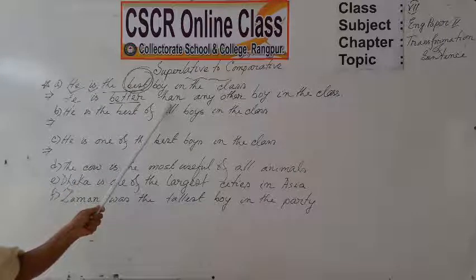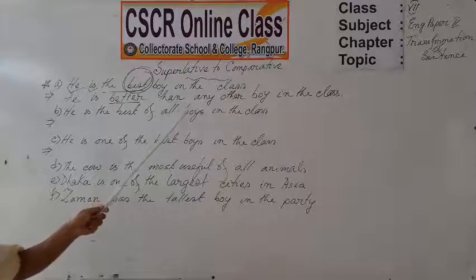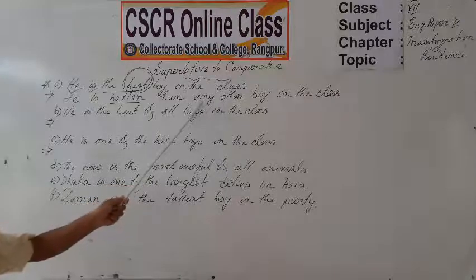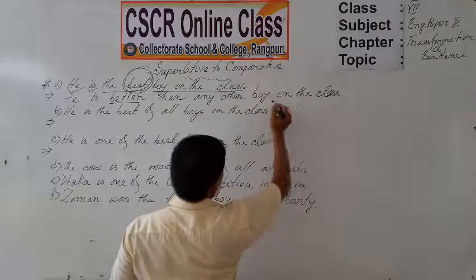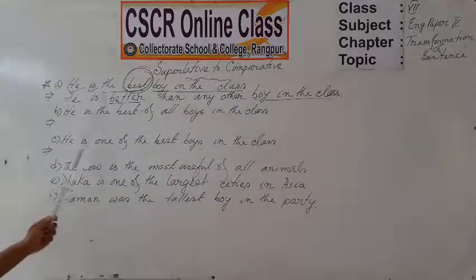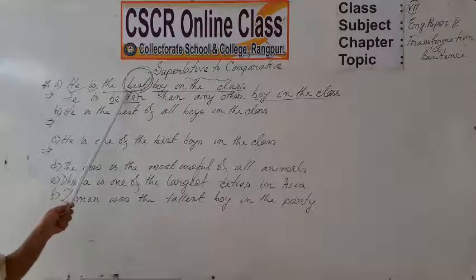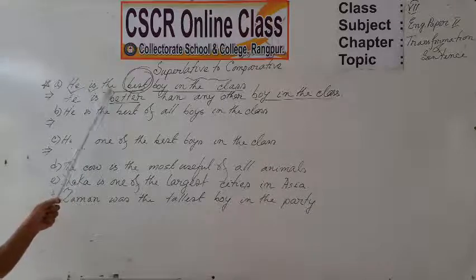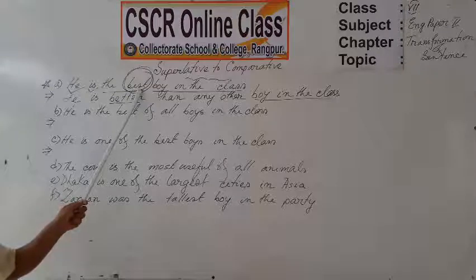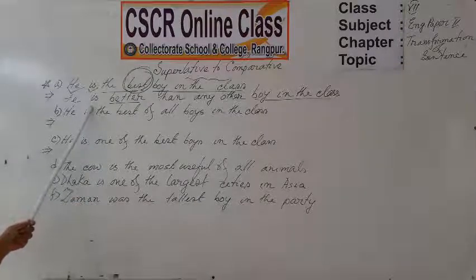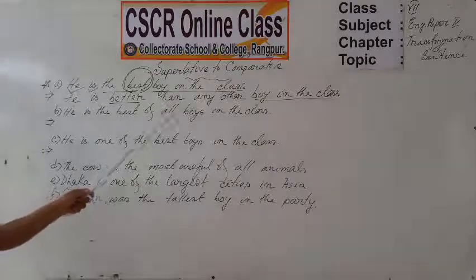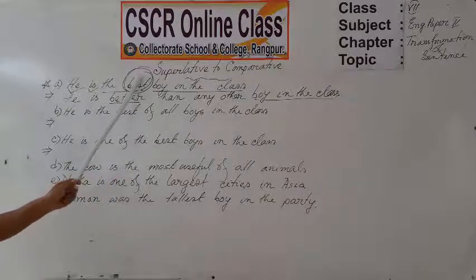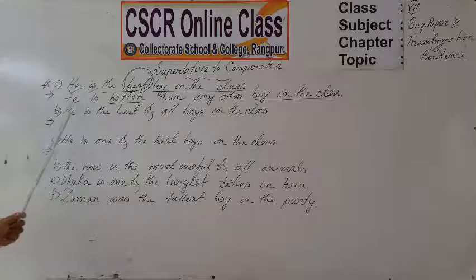Then the word than, you will write any other, then the words after the superlative form. So, dear students, if your superlative structure is such, that means the plus superlative, then you can turn the sentence into a comparative one in such a way: subject plus verb plus comparative form plus than plus any other plus the words after the superlative form. So, your answer is: he is better than any other boy in the class.